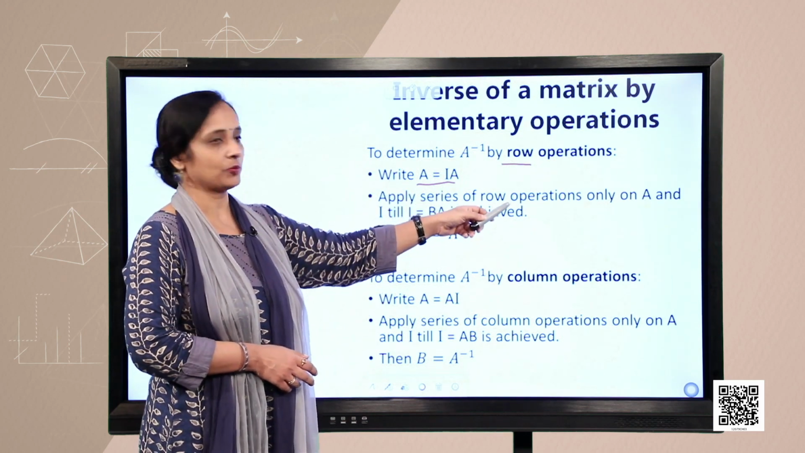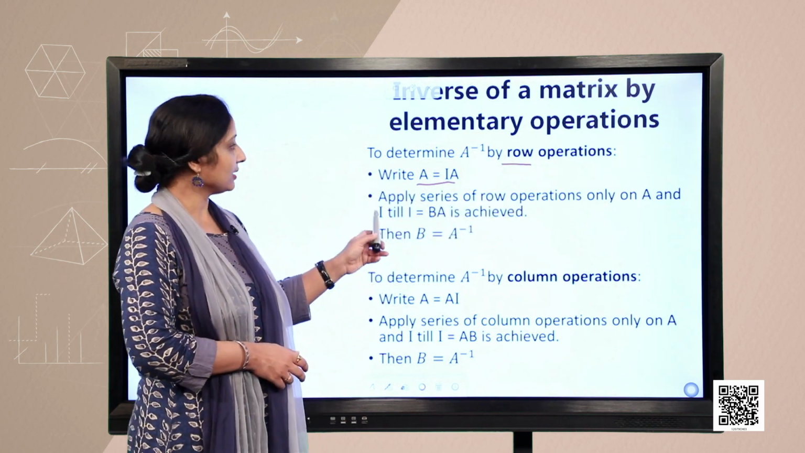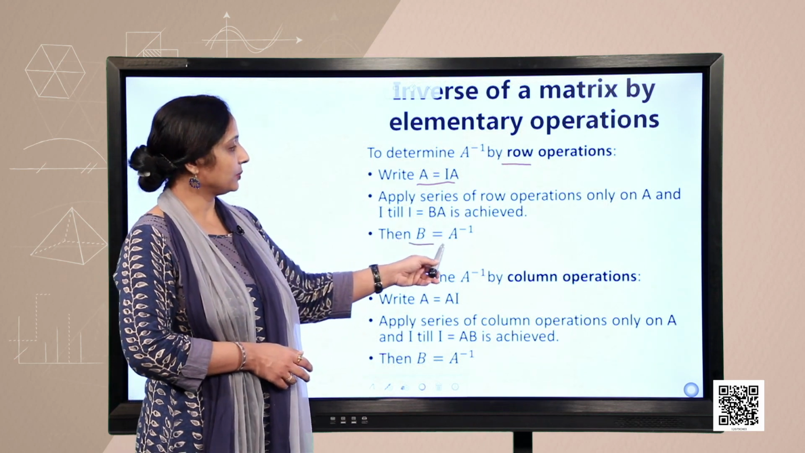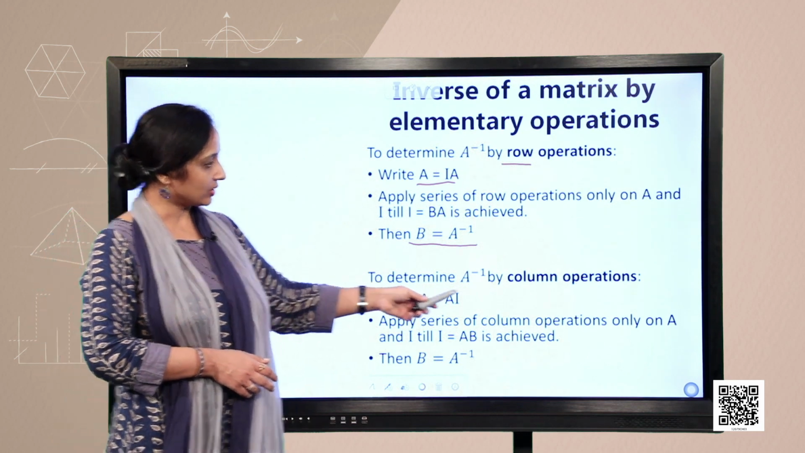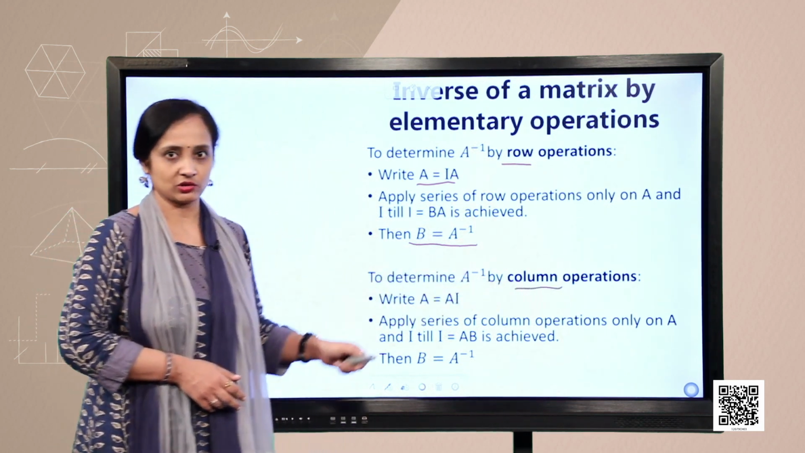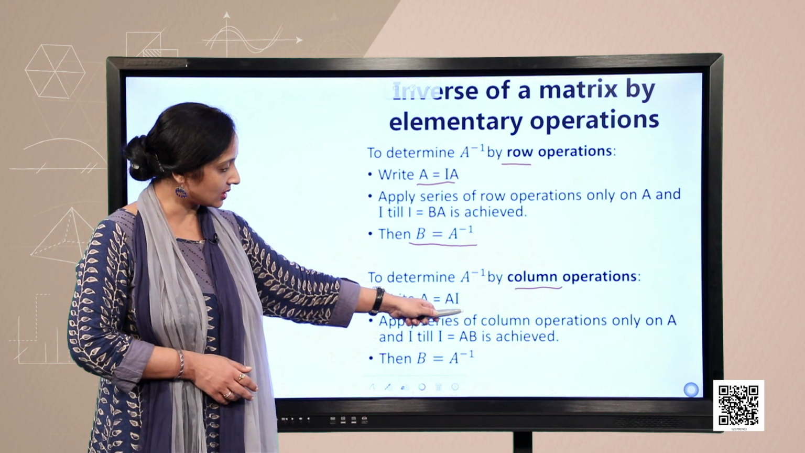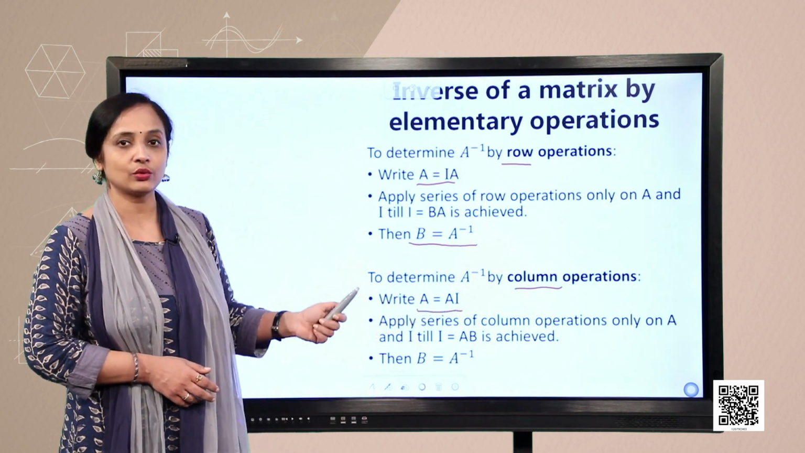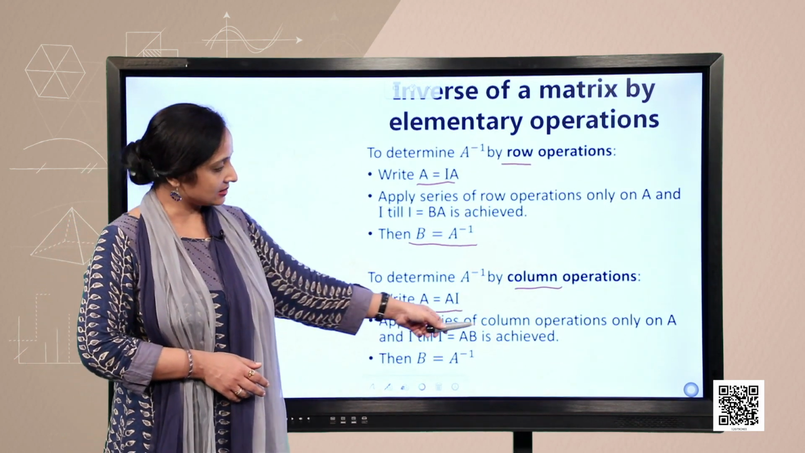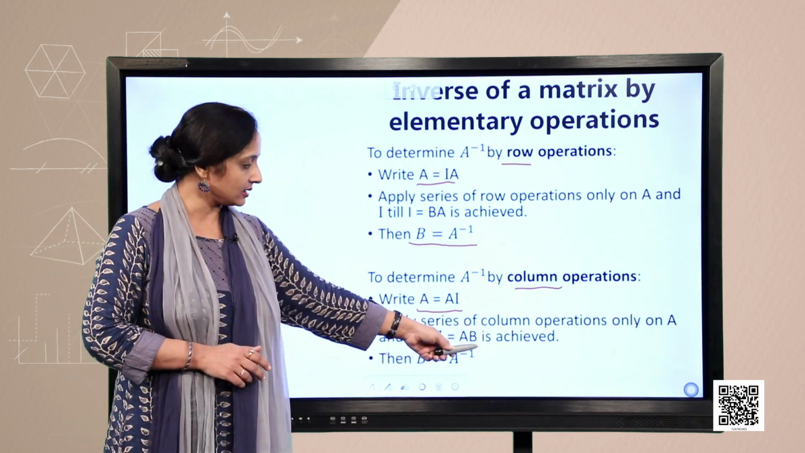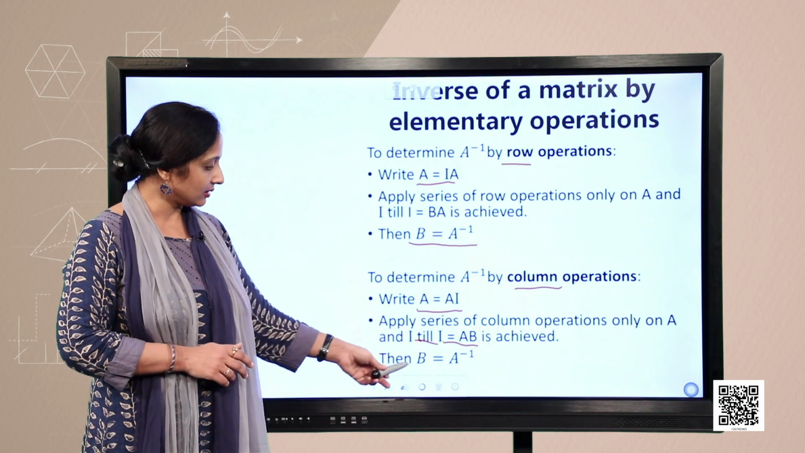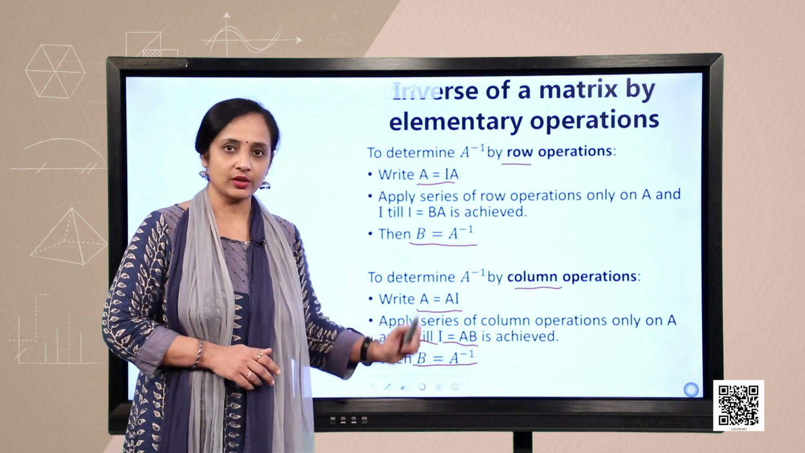Apply a series of row operations only, and then you will get B equal to A inverse. To determine A inverse by column operations, you have to start by writing A is equal to AI. Then apply a series of column operations only until you get I is equal to AB, and in turn B will become equal to A inverse.